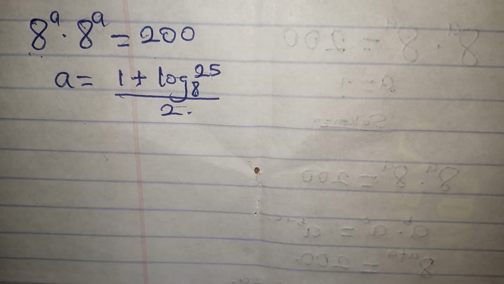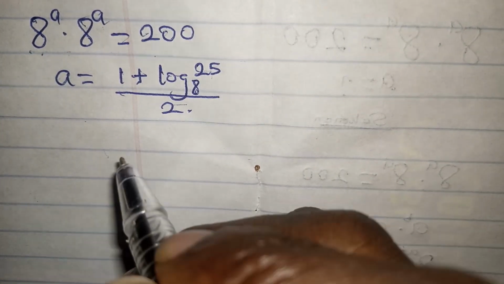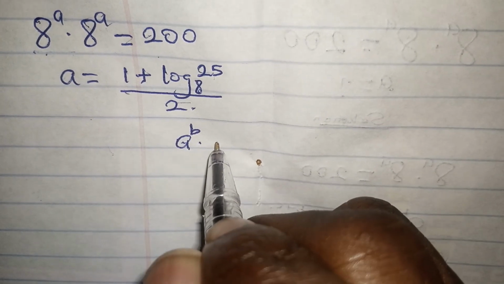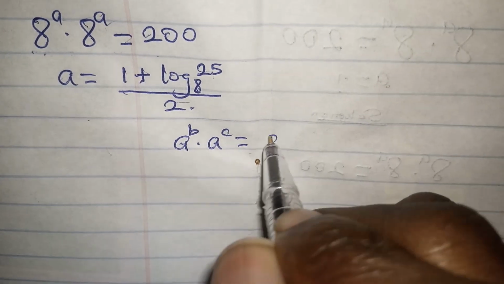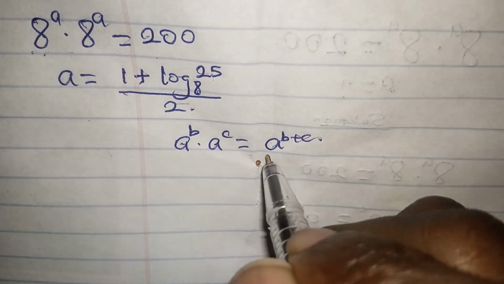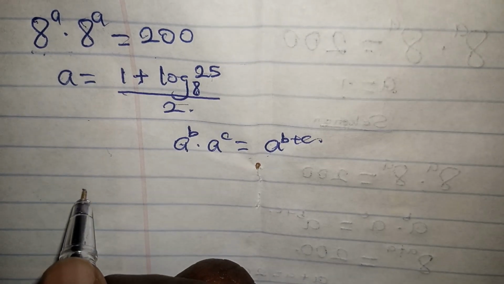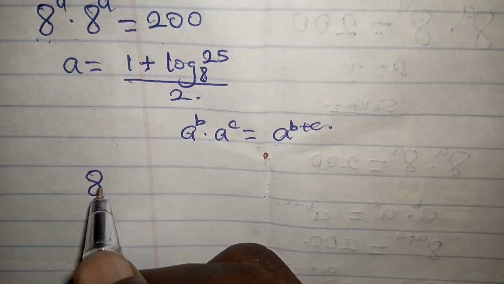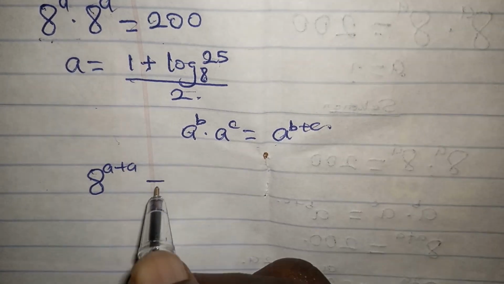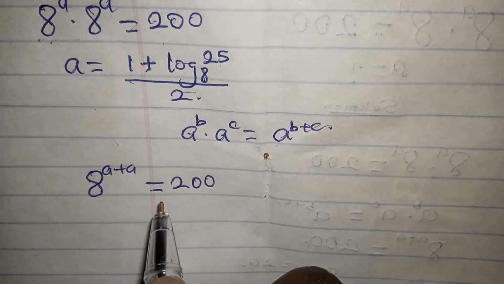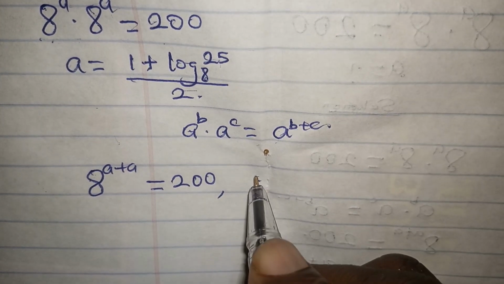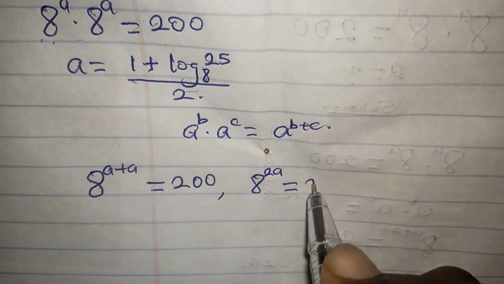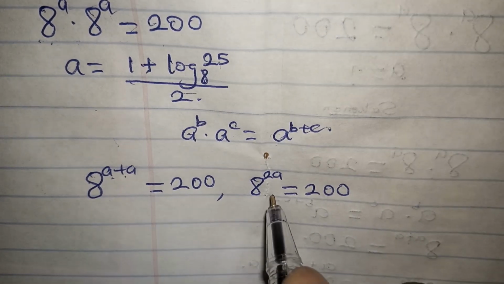Before we move further, we are going to simplify this first by applying this rule, which says that a to the power of b times a to the power of c is equal to a to the power of b plus c. If we apply this rule here, it becomes 8 to the power of a plus a equals 200. So from here we have 8 to the power of 2a equals 200, because a plus a gives us 2a.